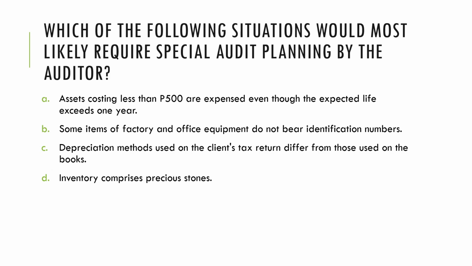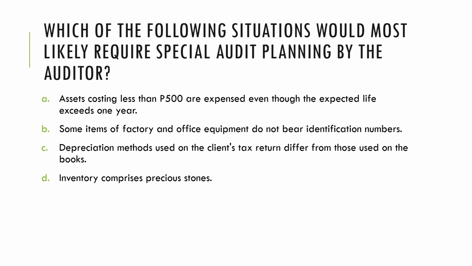Next, which of the following situations would most likely require special audit planning by the auditor? Letter A, assets costing less than 500 are expensed even though their expected life exceeds 1 year. And actually, letter A may be considered as a common practice. Businesses have what is called a capitalization policy, whereby businesses set a threshold for purchases that may qualify to be recorded as an asset. So purchases below the threshold set may be recognized as expenses.